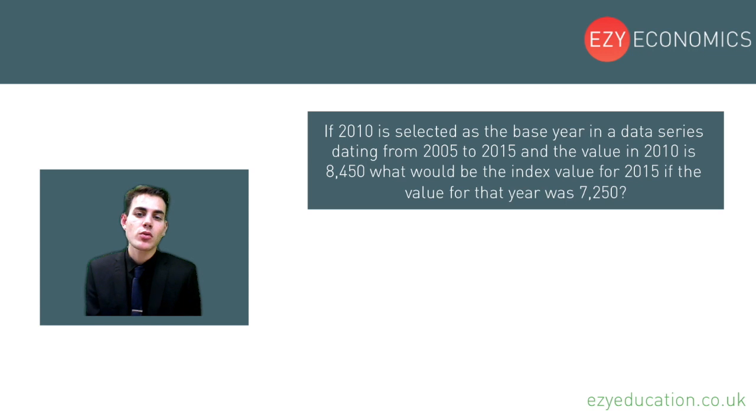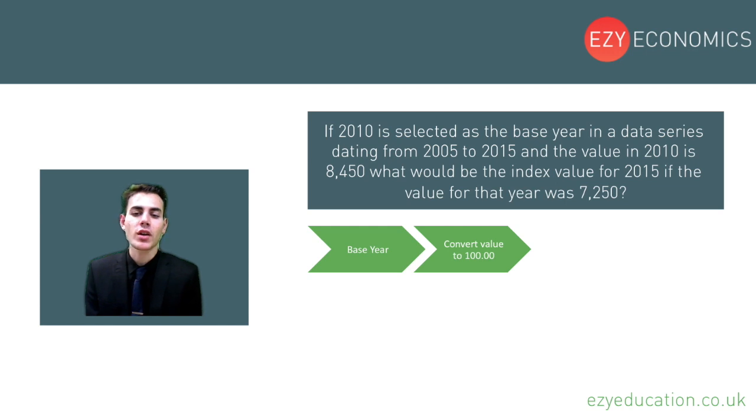Now, of course, when we want to calculate index numbers, we have to find a base year or select a base year first. And when we select a base year, we immediately assign a value of 100 to that base year for its index number. Now, in this particular data set, we know that 2010 is going to be our base year, so immediately we can assign an index value for 2010 of 100.